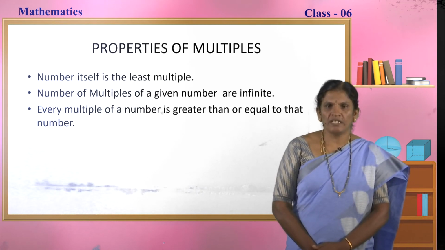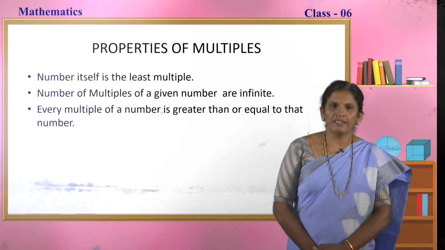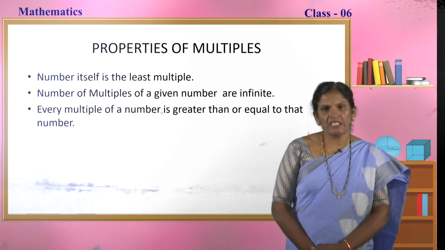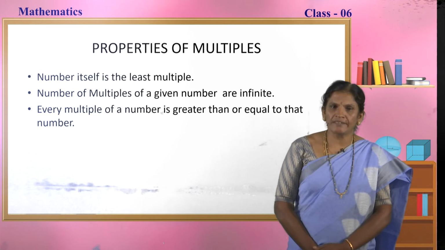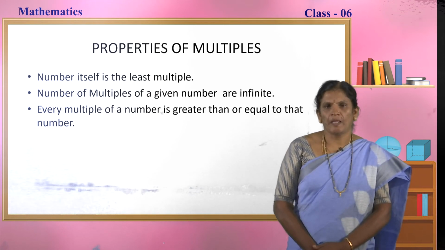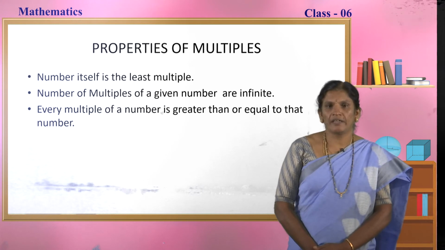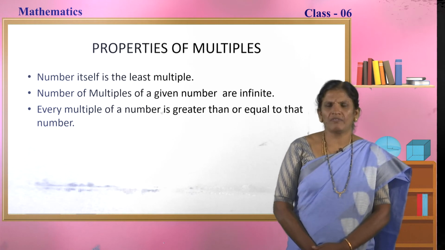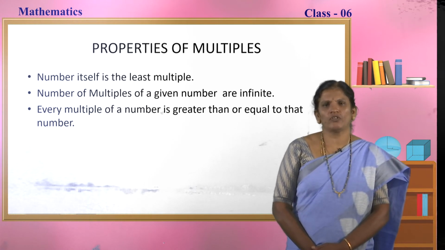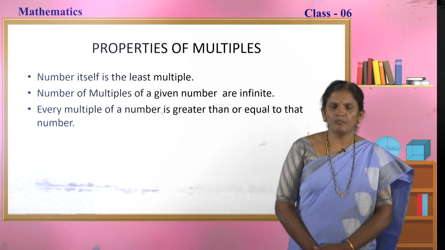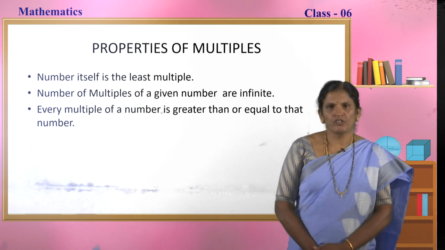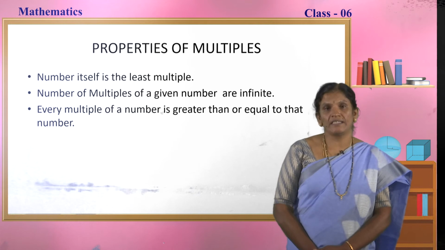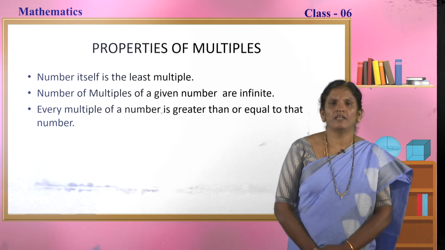Now, properties of multiples. Number itself is the least multiple. See, we have taken 6 tables, in that it begins with 6. So, we can tell that number itself is the least multiple. Number of multiples of a given number are infinite. As I said, there is no end for multiples. Every multiple of a number is greater than or equal to that number. Every multiple begins from number itself. For example, 4. So, 4 2s are 8, 4 3s are 12. It keeps on increasing, but there is nothing less than this. It is greater or equal to that number.